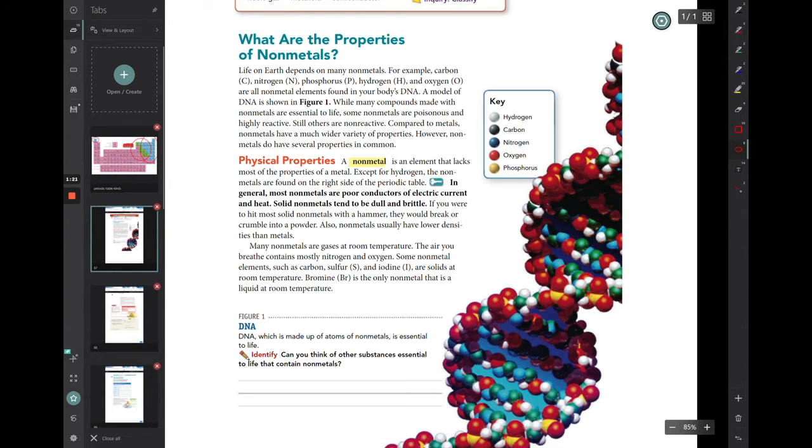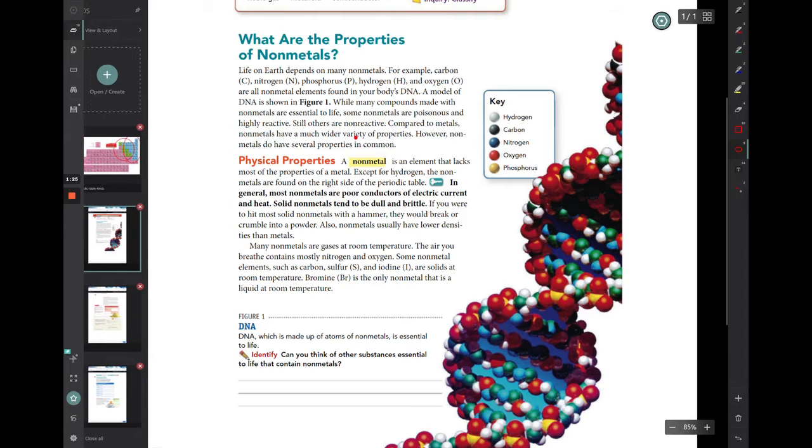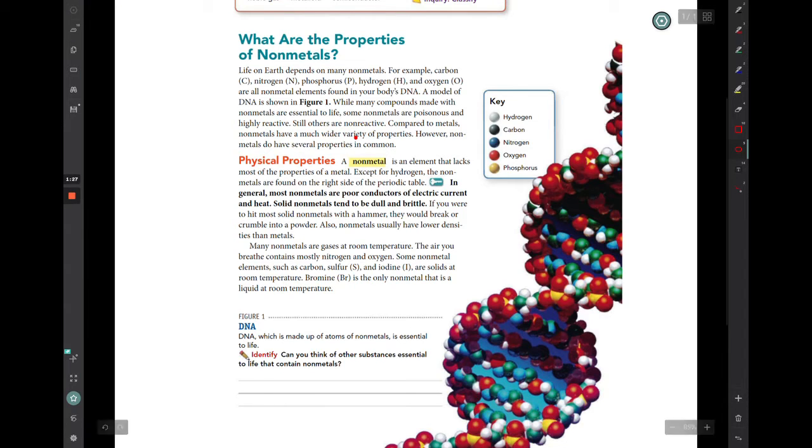So let's first look at the properties and the characteristics of nonmetals. A nonmetal is an element that lacks most of the properties of a metal. That makes sense. It's not a metal, it's a nonmetal, so it's going to lack the properties of metals. Again, they are mostly found on the right-hand side of the periodic table, the exception being hydrogen.